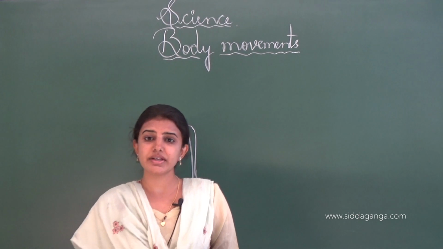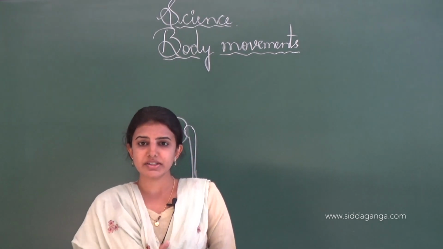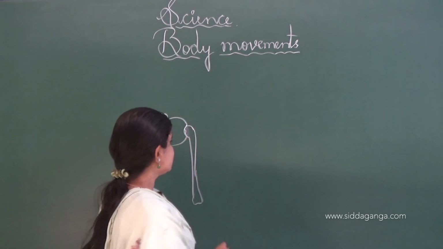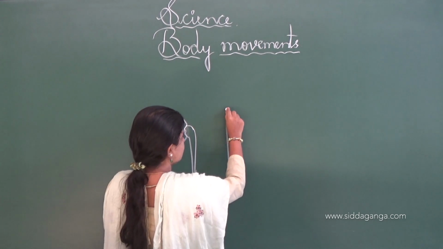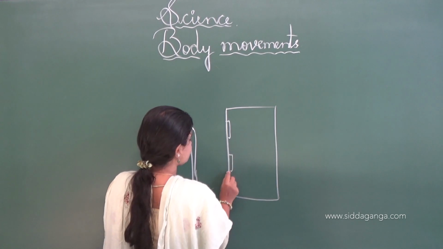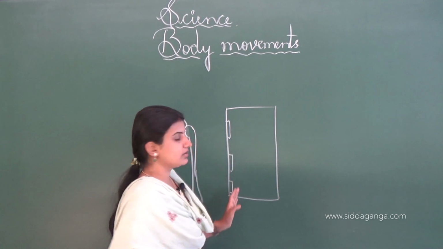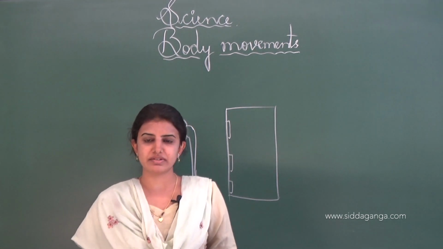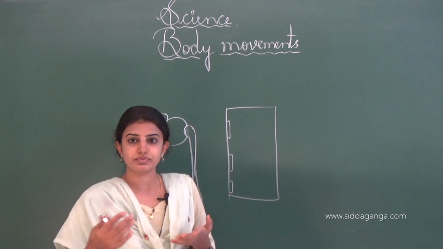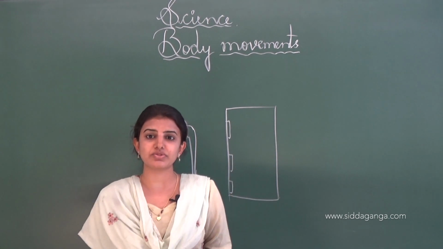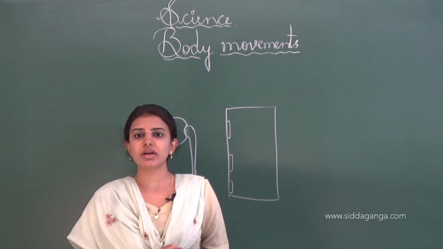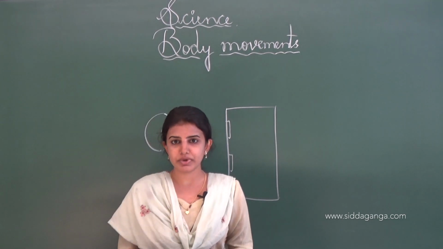And the last one is the hinge joints. As the name indicates, hinge. For example, consider a door. This is the door, and there the hinges are present. In the same manner, in our body also hinges are present. These hinge joints make the bone rotate in a forward as well as backward movement. To and fro movement takes place, and such joints are called hinge joints. This is all about the previous information.